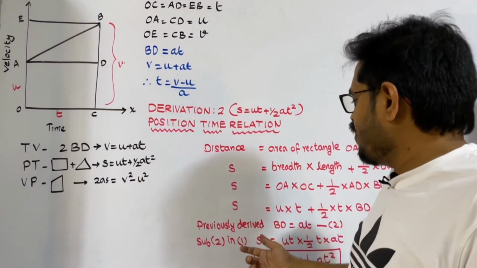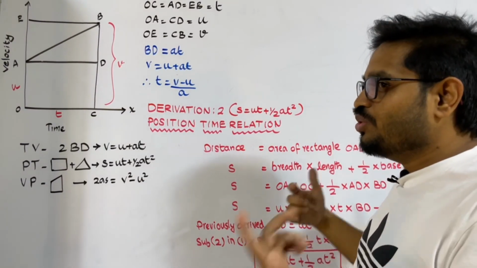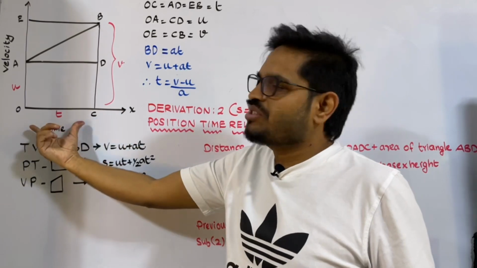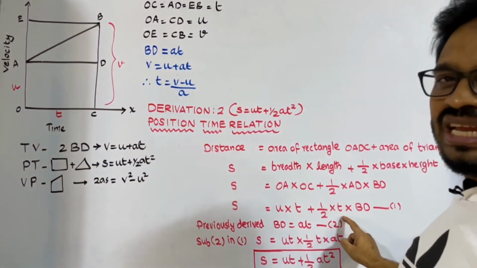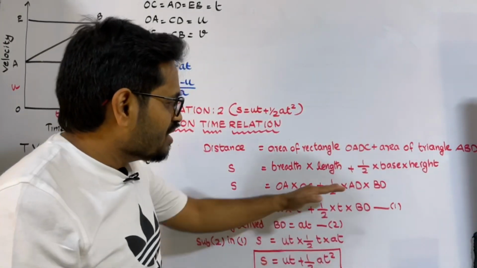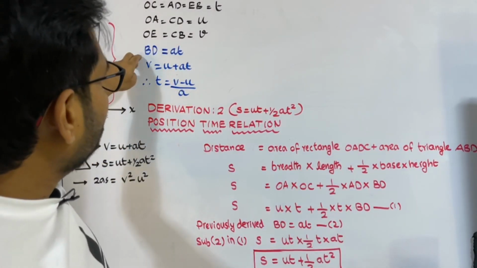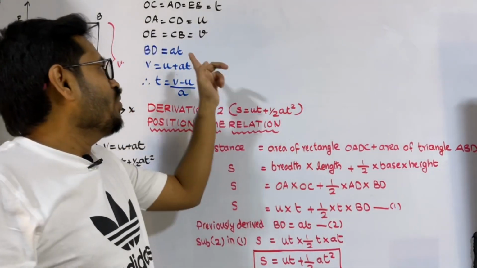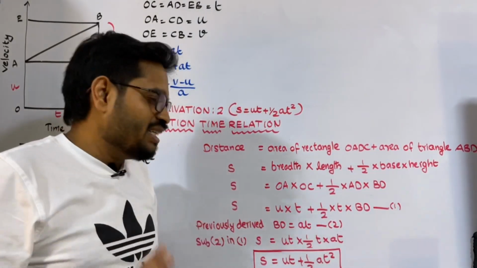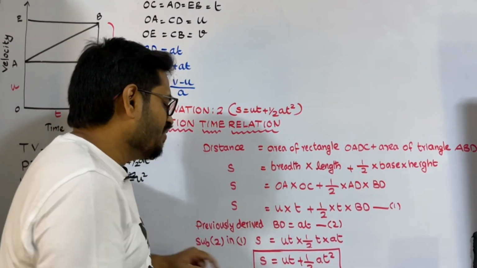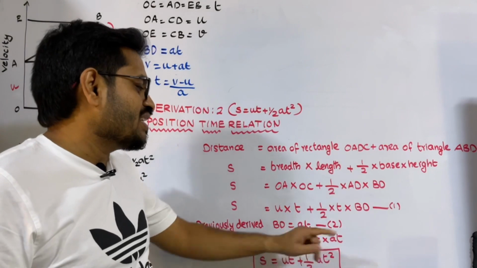Anyway, S equal to U into T, UT, plus half into, what is AD? AD is the same as time, so that is T again, into BD. BD we have written there. From the previous derivation, we already made a formula here, BD equal to AT. So now BD equal to AT, we are bringing it over here in this derivation, previously derived. BD is equal to AT.